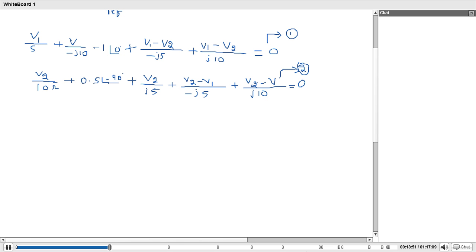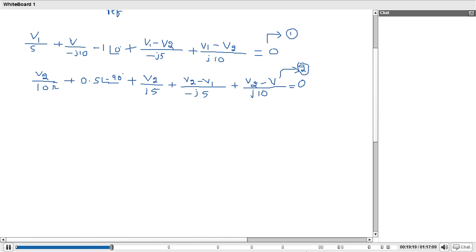Now if you see the first equation, there is only one real term, and the remaining are all imaginary terms. V1 by 5 is the only real term. V1 by minus J10 is imaginary. Anyway 1 at an angle 0 is a constant, and (V1 minus V2) by minus J5 is also imaginary.